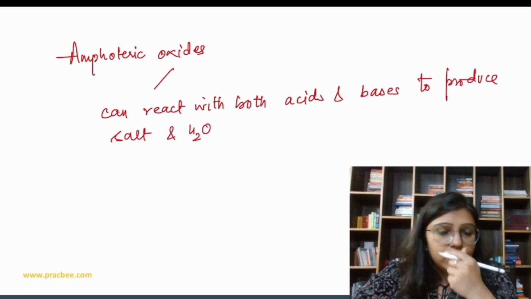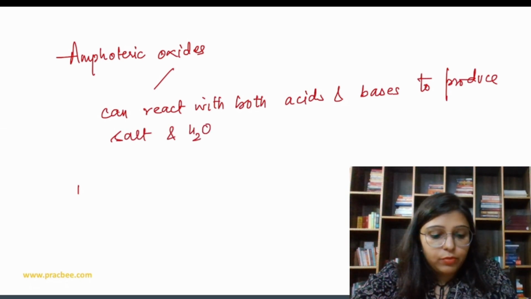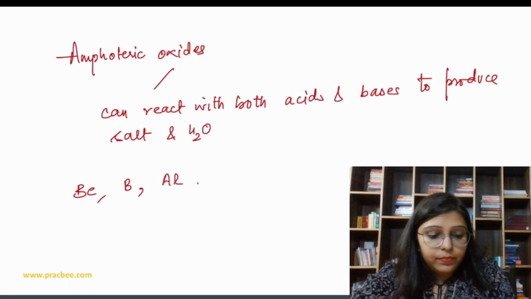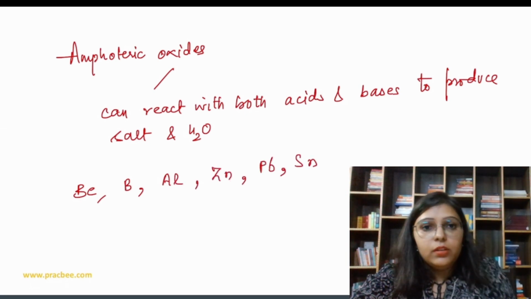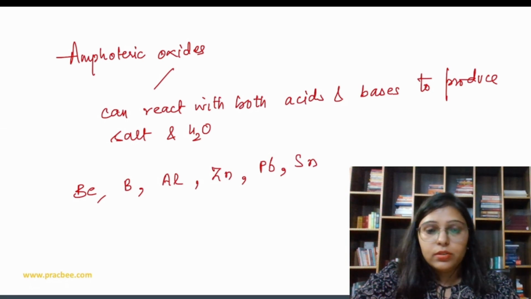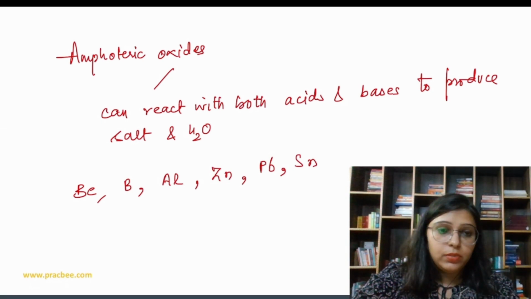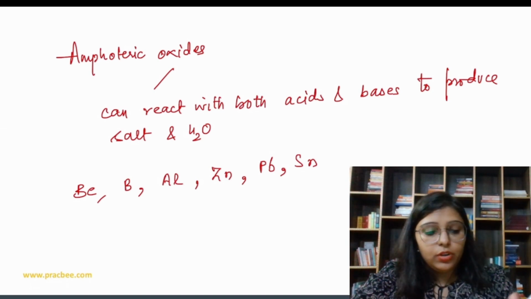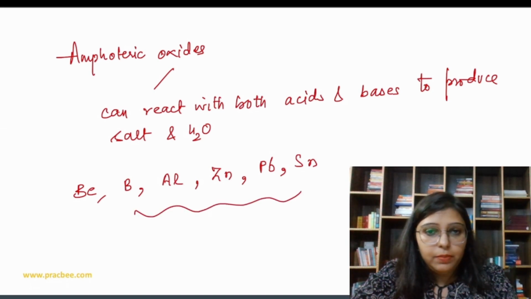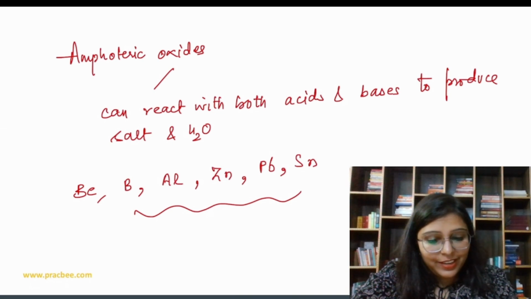So amphoteric metals can form amphoteric oxides. So what are amphoteric metals? Beryllium, boron, aluminium, zinc, lead, and tin. So these are amphoteric metals and the oxides of these metals are going to be amphoteric, right? Gallium can also be somewhat amphoteric, okay? But generally these metals are amphoteric.